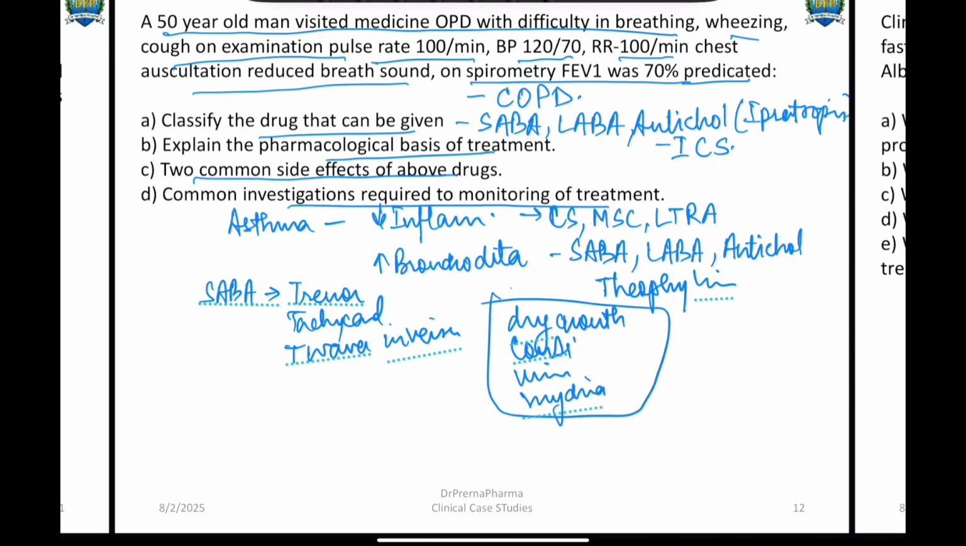Common investigations required to monitor the treatment. You can monitor the treatment by doing spirometry and chest x-ray, and check the oxygen saturation repeatedly.